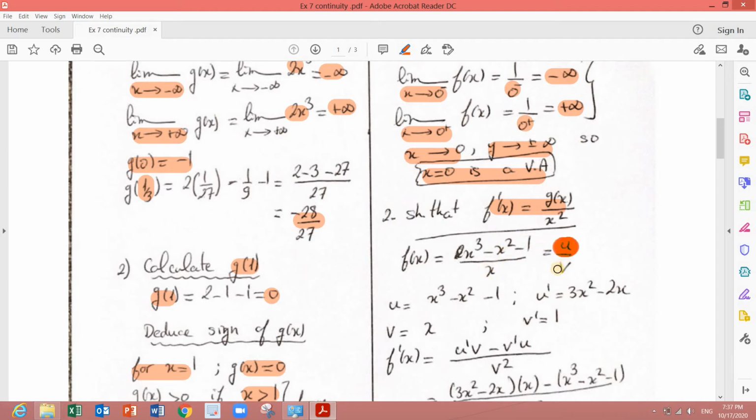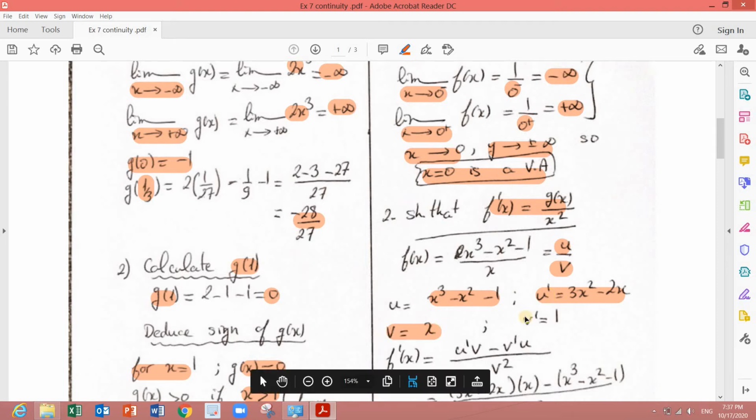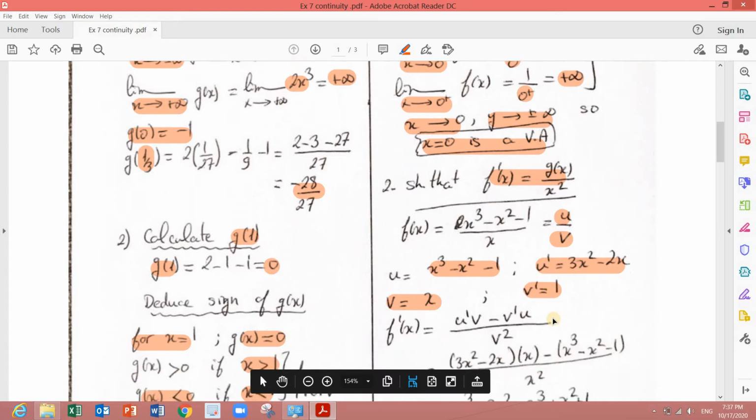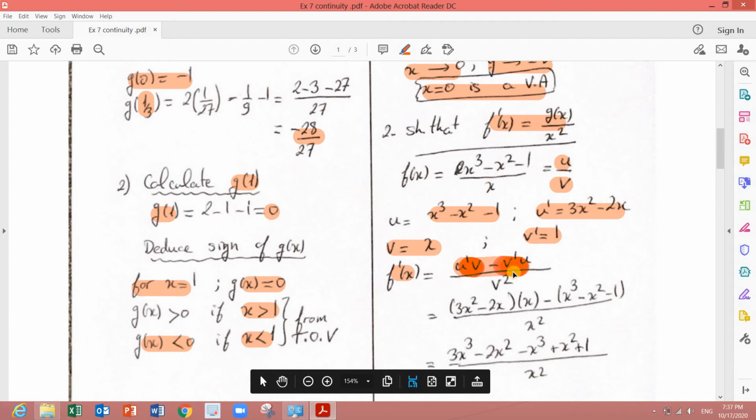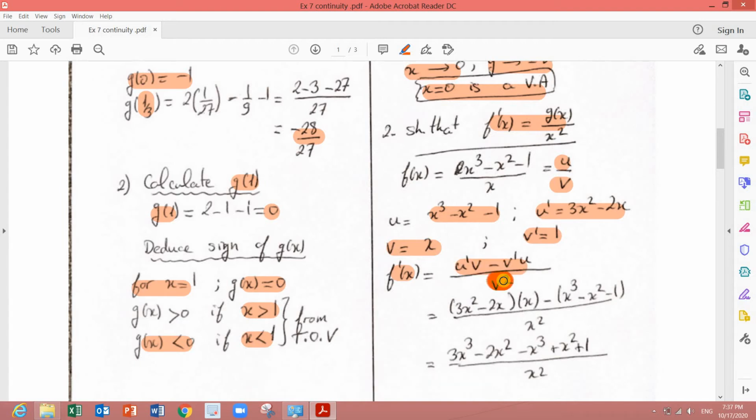It is of the form u over v. u equals x cubed minus x squared minus 1. Its derivative is 3x squared minus 2x, the derivative of 1 is 0. v equals x, so v prime equals 1. We apply the quotient rule of the derivative: f prime x equals u prime v minus v prime u over v squared.